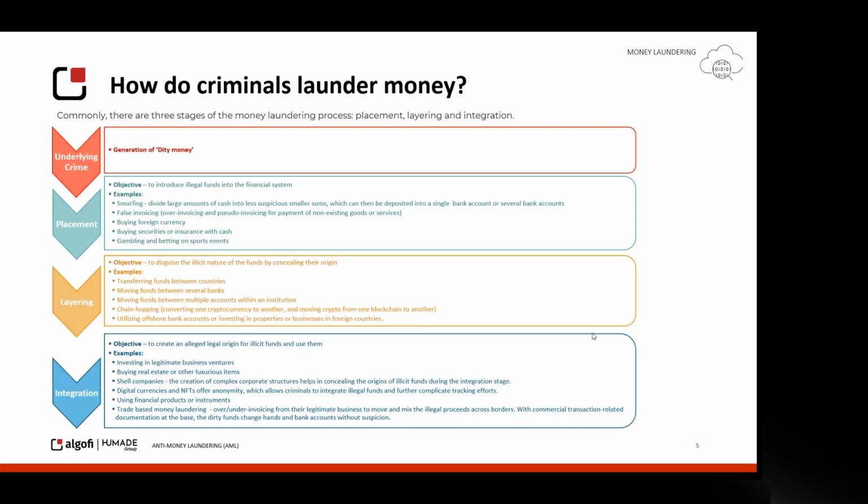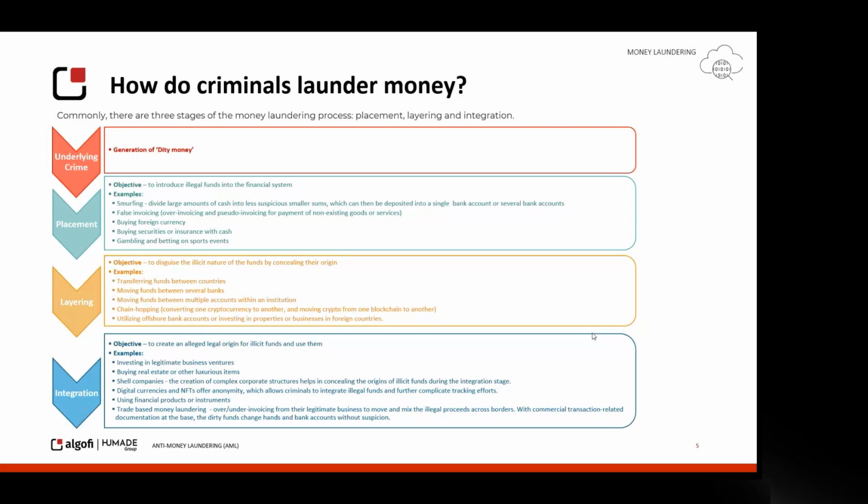The second process is layering. After the money was placed, the objective of layering is to disguise the illicit nature of funds by concealing its origin. Examples of these are transferring funds between countries. When you transfer the funds between several countries, for example, it will be harder to track it back to the source.